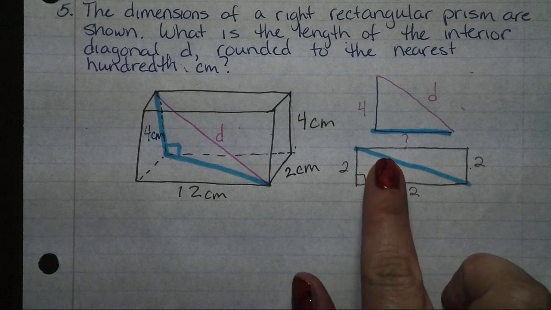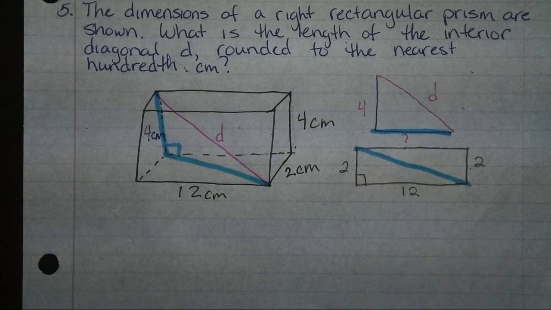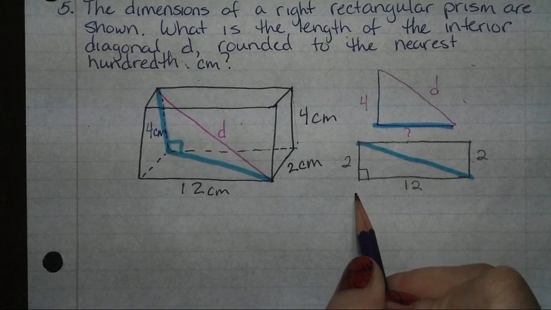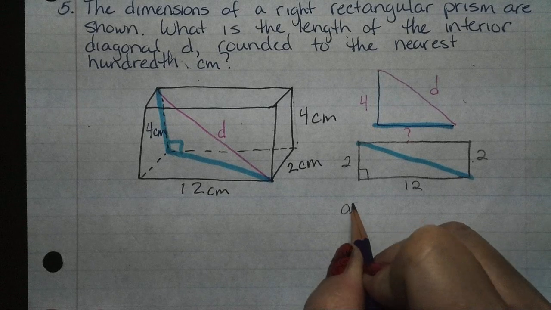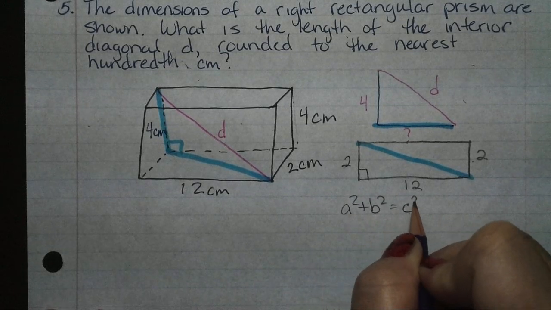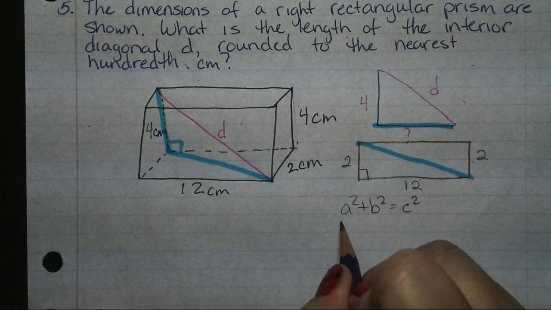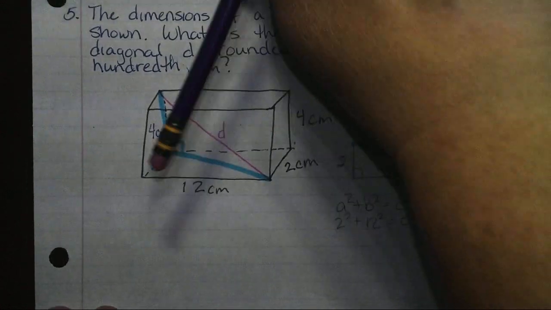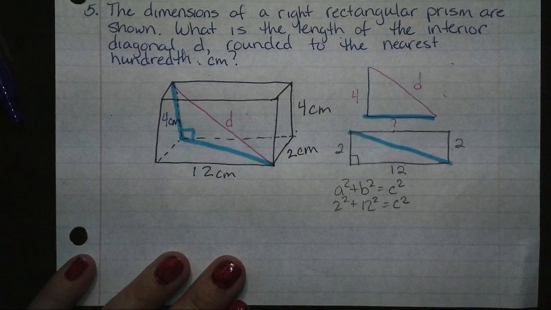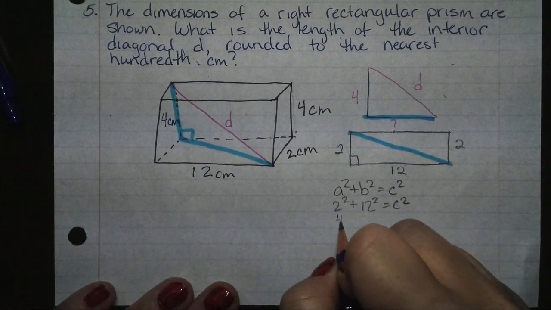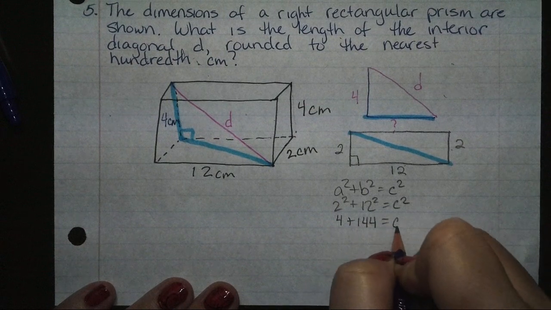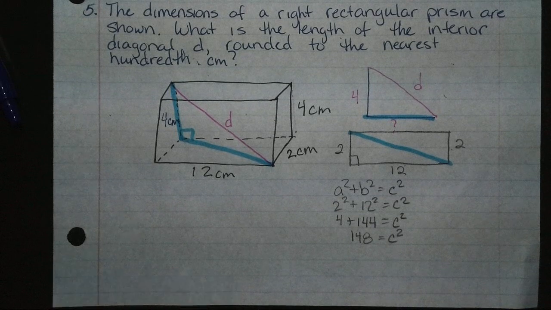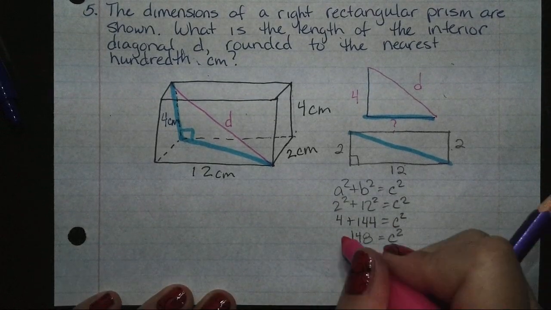Okay, so we're trying to find this measurement right here. All right, the way we do that is the same way we've been doing Pythagorean theorem. So a squared plus b squared equals c squared. So we know our leg lengths are 2 and 12. I'm going to zoom out just a little bit. That way I have a little more space. All right, so 2 squared is 4, 12 squared is 144. We work that out, we get 148 equals c squared. And now we just need to find the square root.